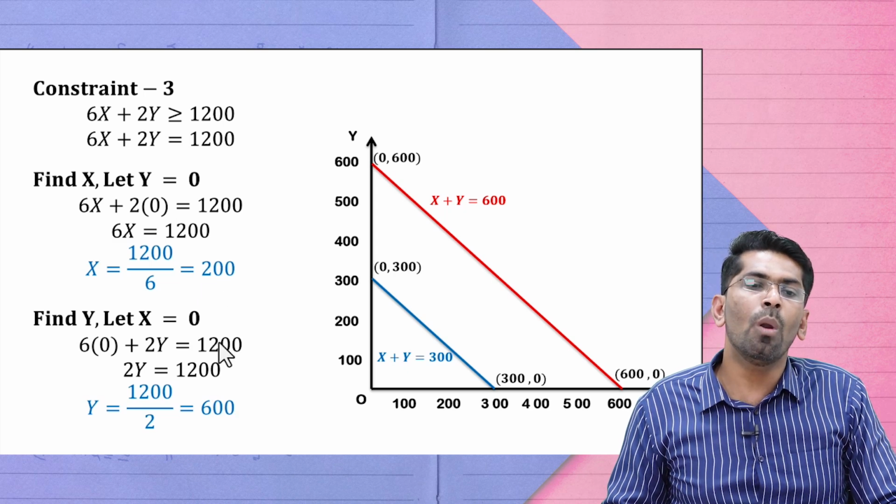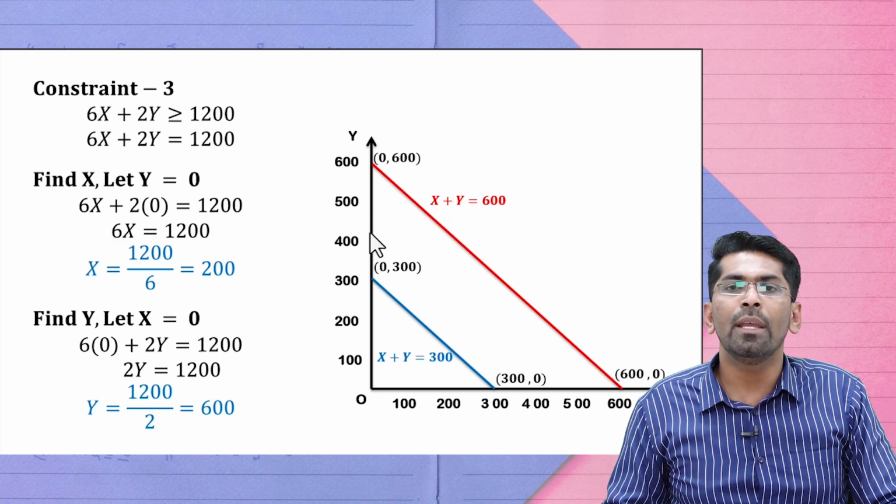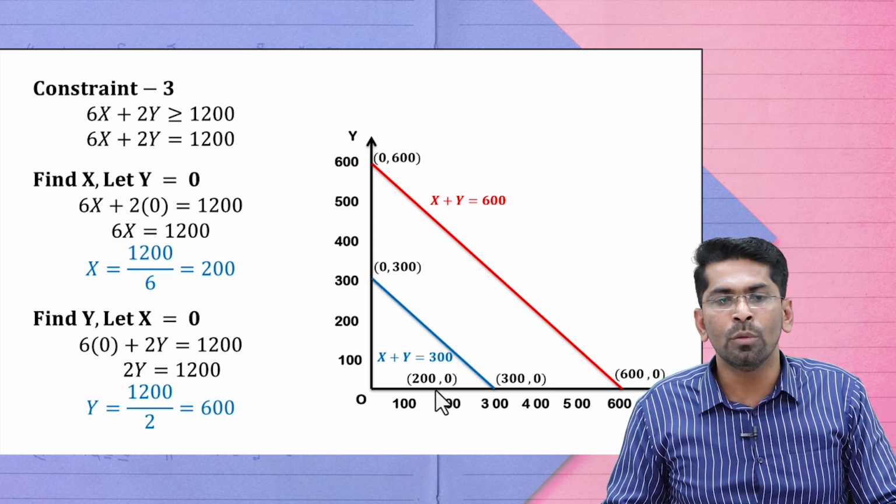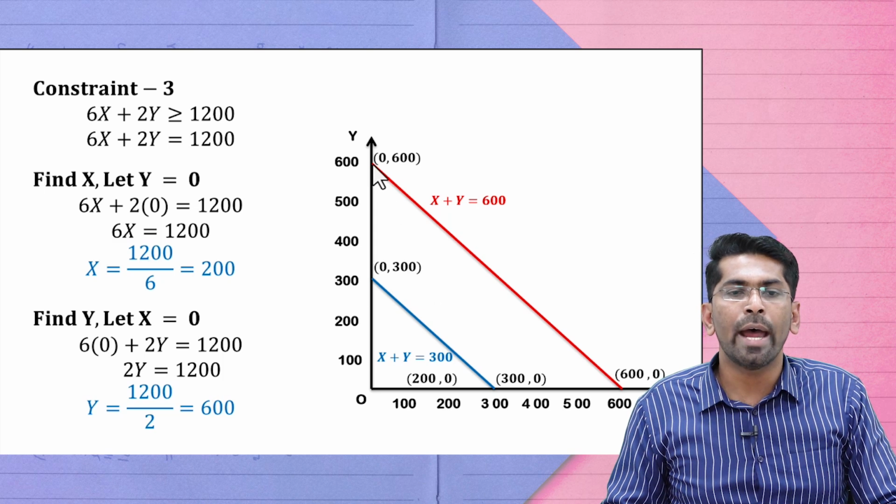Now I am going to plot these 2 coordinate points of the given constraint number 3 on the given graph. I am going to identify the points here. One point is here: when x is equal to 0, the value of y is equal to 600. When y is equal to 0, the value of x is equal to 200. So I am going to identify these 2 points.